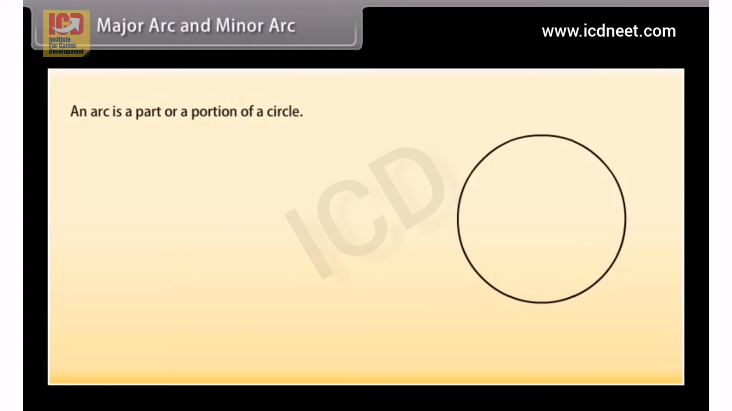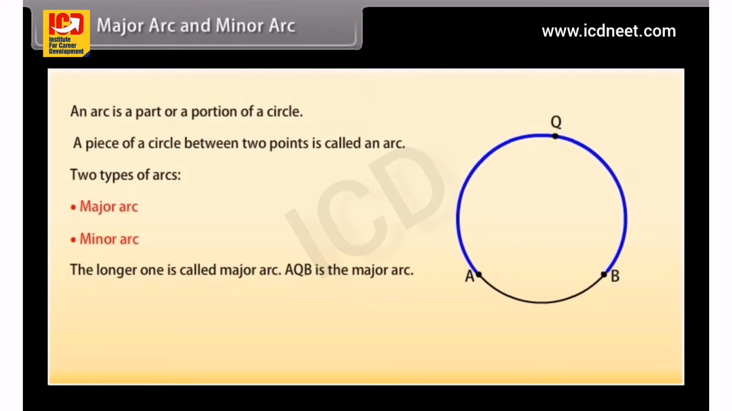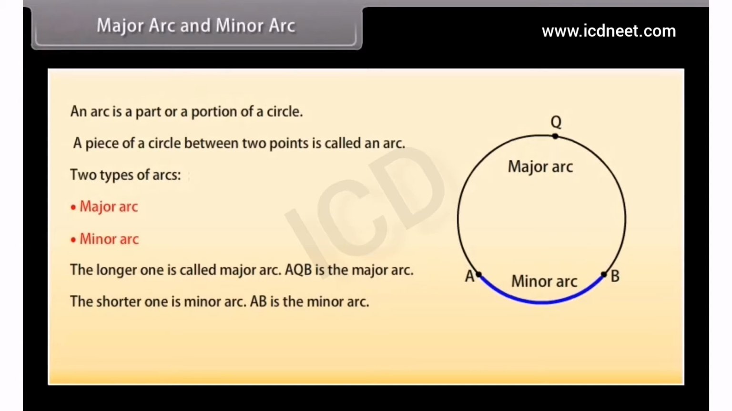Major arc and minor arc. Look at this figure. This is an arc. An arc is a part or a portion of a circle. Or we can say that a piece of a circle between two points is called an arc. There are two types of arcs: the major arc and the minor arc. The longer one is called the major arc. Here AQB is the major arc, and the shorter one is the minor arc. AB is the minor arc. The arc is denoted by this sign.